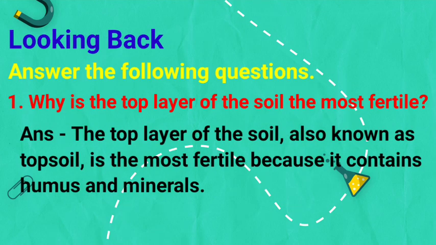Looking back, answer the following questions. 1. Why is the top layer of the soil the most fertile? Answer. The top layer of the soil, also known as topsoil, is the most fertile because it contains humus and minerals.